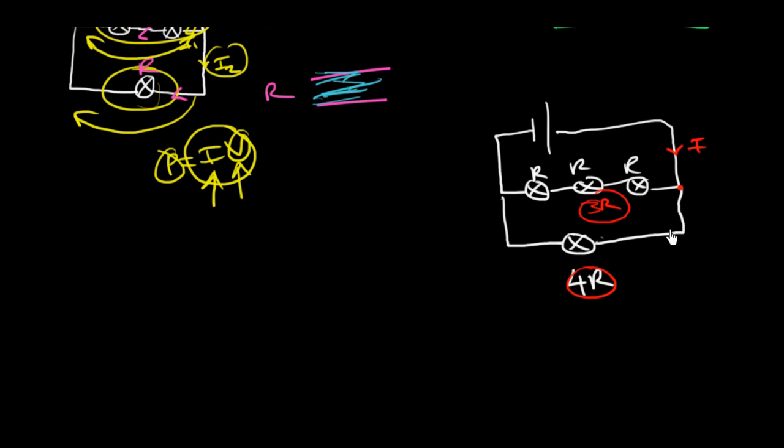So the current here is going to go through here a bit less. So I2 is going to be smaller than I1, because here there's 3R and here there's 4R. So it's not to do with how many bulbs there are, it's to do with the combined resistance of that particular branch.